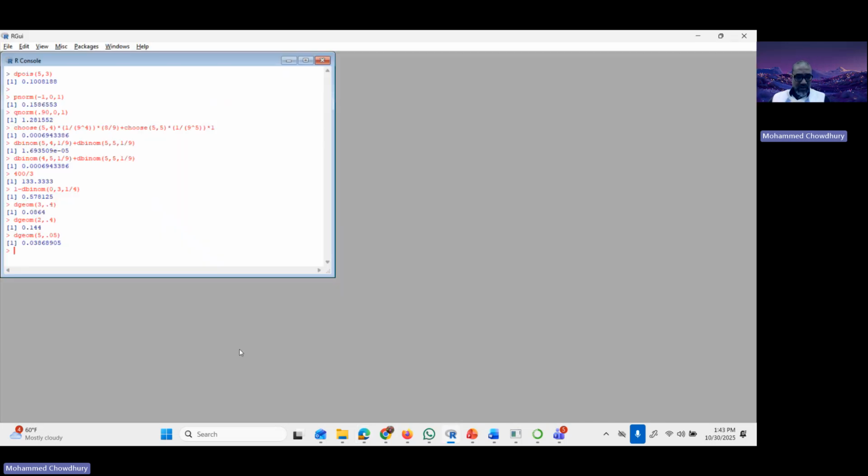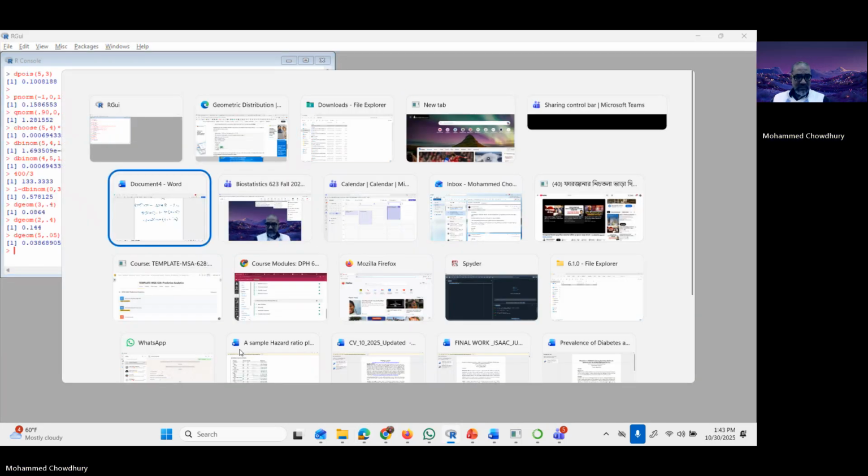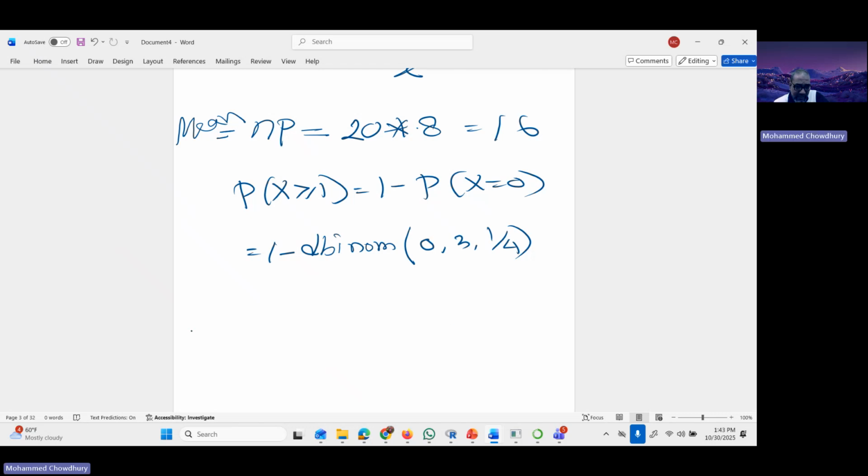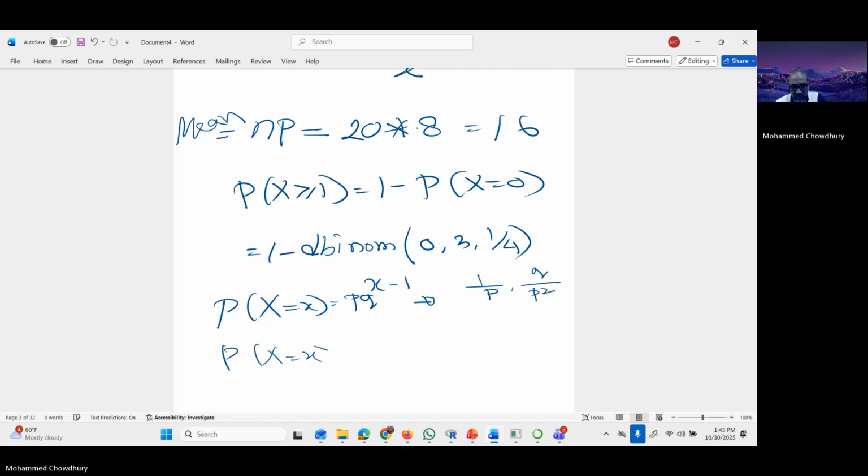So let me tell you, in both cases, let me write it. This is the geometric distribution where X is the number of trials, and here mean equals 1 over p, variance equals q over p squared. And this is a geometric distribution where p q to the power x, mean equals 1 over p, and variance equals q over p squared. Okay, variance equals q over p squared.